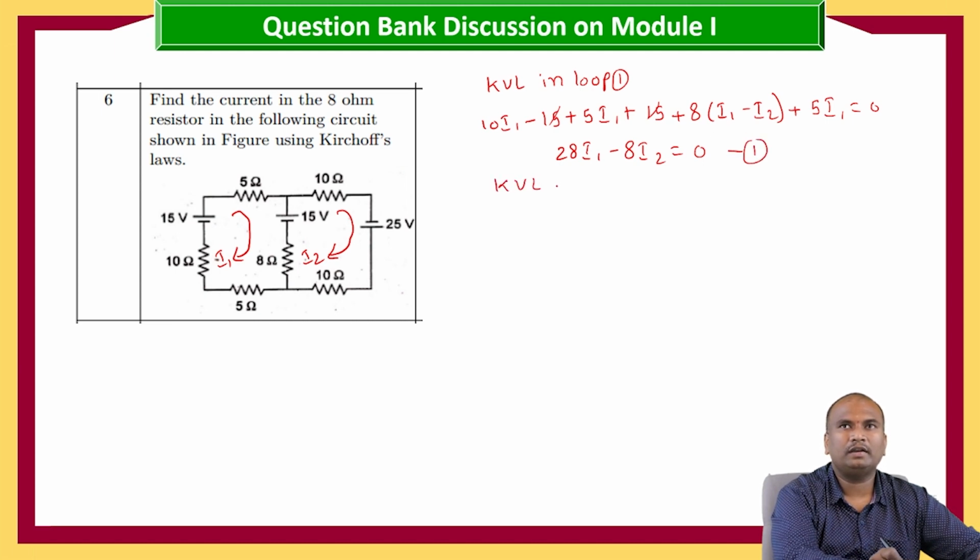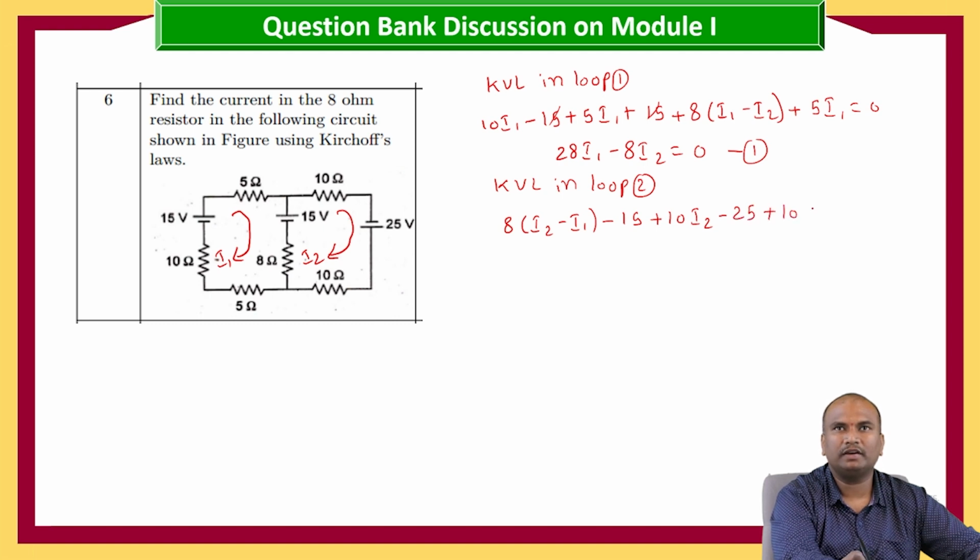Now KVL in loop 2, that is 8 into (I2 minus I1) minus 15 plus 10 into I2 minus 25 plus 10 into I2 is equal to 0. So minus 8 I1 plus 8 plus 10, 18 plus 10, 28 I2 equals 40. This is our equation number 2.